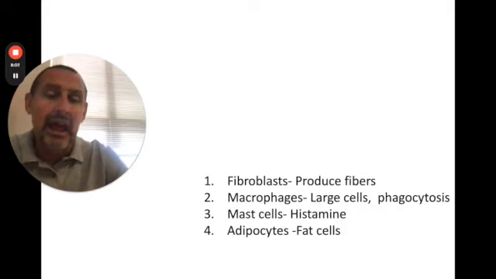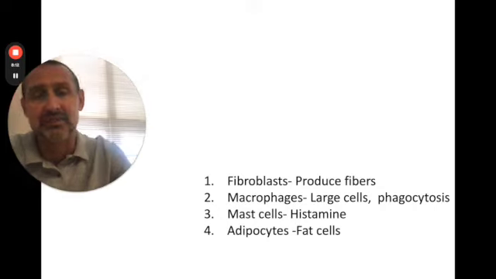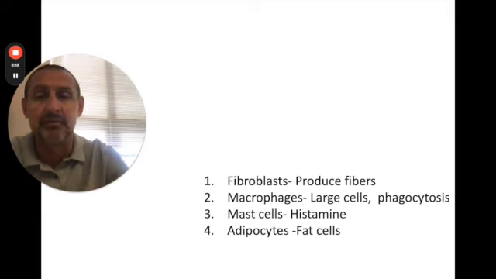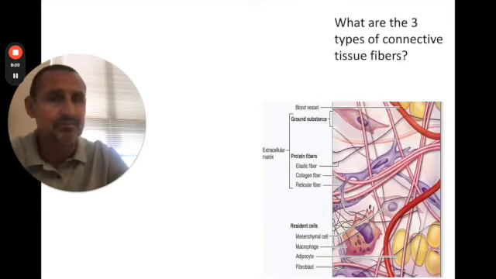And adipocytes are going to produce like adipose. Those are fat cells. They're storing that adipose or fat tissue. Cyte refers to the cell.